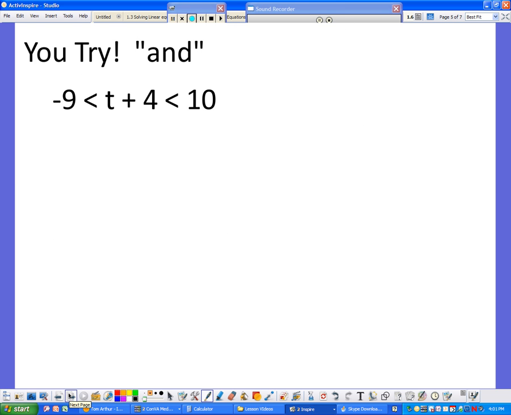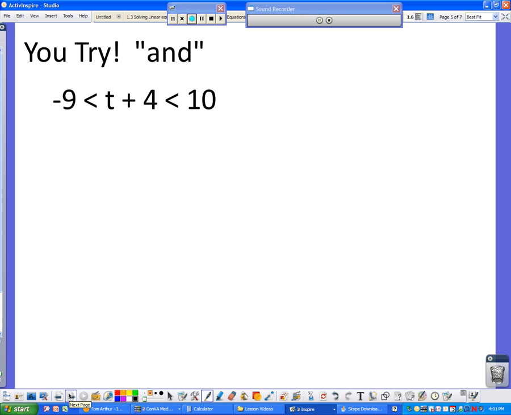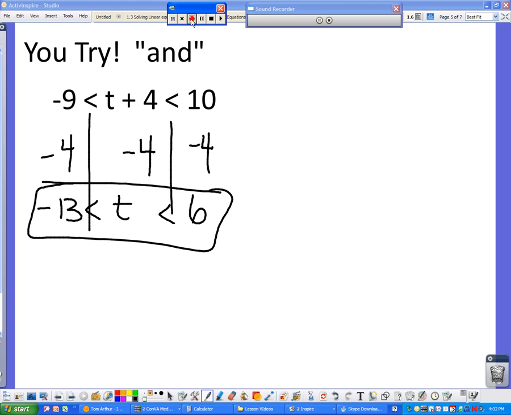The next example is a you try. So go ahead and pause the video at this time, and when you're finished, check your answer to make sure that you're correct. Your answer should have been -13 is less than t, which is less than 6. Make sure you add or subtract 4 from each side of those boundary lines.